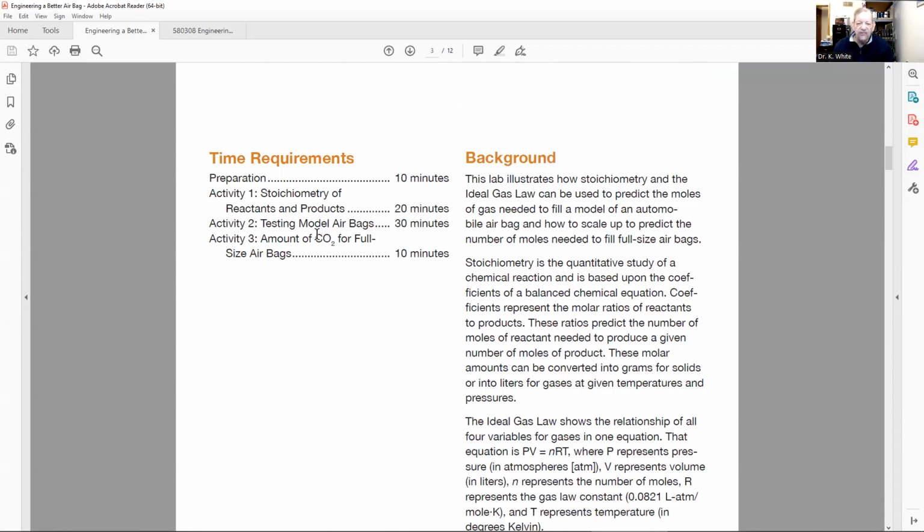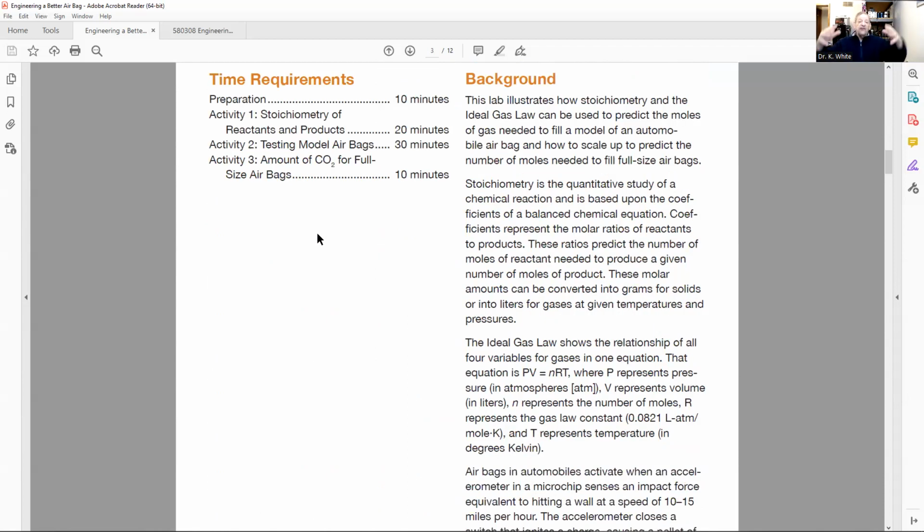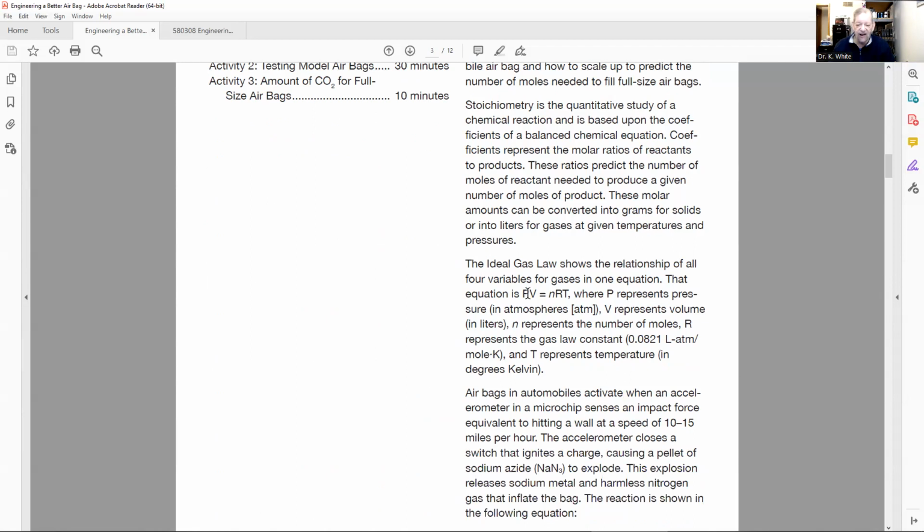All right, let's talk about this. When you fill up the gas bag, what are you filling it with? Gas. And you learned about the ideal gas law. The ideal gas law is PV = nRT, where P is pressure in atmospheres, V is volume in liters, n is the number of moles, R is the universal gas law constant, and T is temperature in Kelvin.